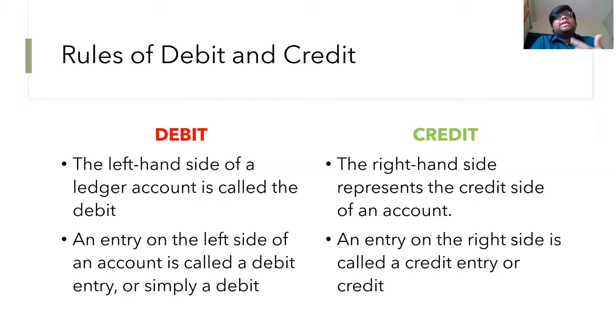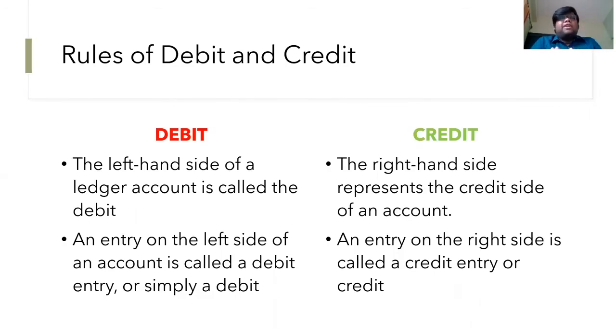According to history, debit had been derived from a Latin word called debere, which means to owe. And later on, it was shortened to DR. Similarly, credit was also derived from a Latin word called credere, which meant one in whom one believes. So it was also later on shortened to CR. So debit was shortened to DR and credit was shortened to CR.